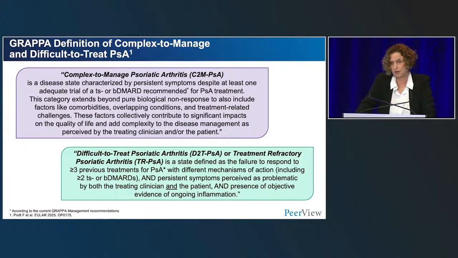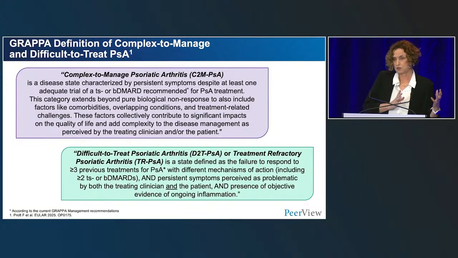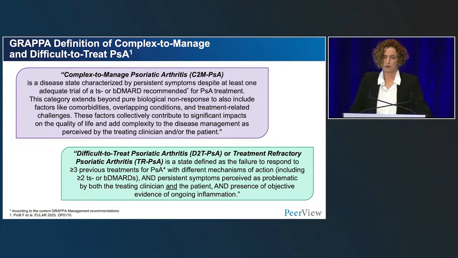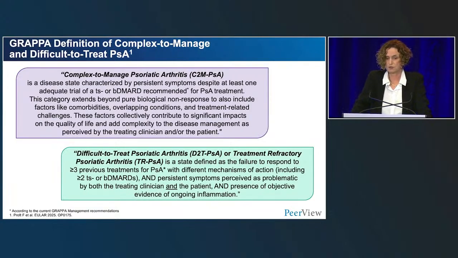And this really includes not just the people that fail to respond because of immunologically resistant disease, but also people that continue to experience symptoms, maybe because they have severe osteoarthritis, maybe because there are some overlapping conditions like fibromyalgia, access to care, low compliance, other factors that make the management of these patients more complex. Within that, there is a smaller group of patients called difficult to treat psoriatic arthritis, or treatment refractory PsA. And these are the truly immunologically resistant patients.